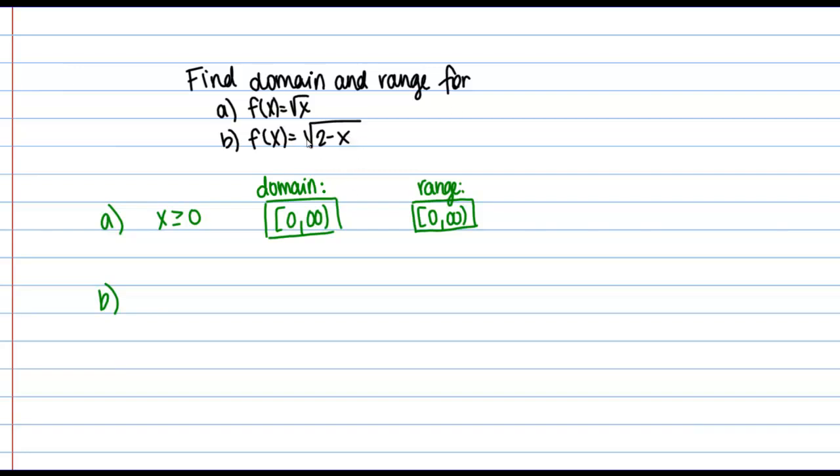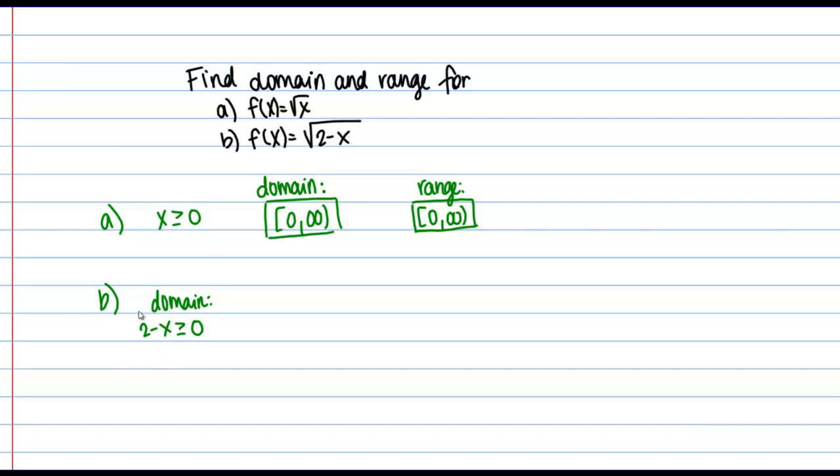Part B is also a square root function, but it's just a tad more complicated, right? Instead of just the square root of x, I have the square root of 2 minus x. But our logic is going to be exactly the same. All right, let's start with the domain. And remember what we said about the domain is that we needed what was inside the square root to be either 0 or positive, right? Because we cannot take the square root of a negative number. So what I'm going to do is take this entire expression that's under the root, which is 2 minus x, and say that I need that to be greater than or equal to 0.